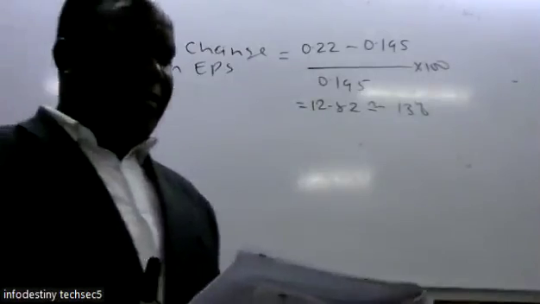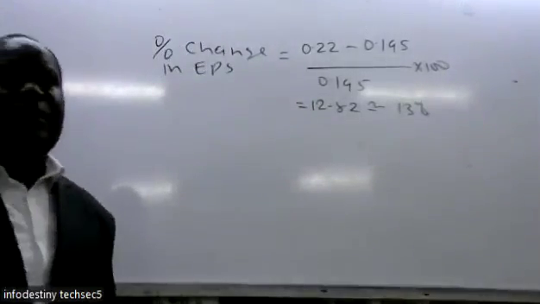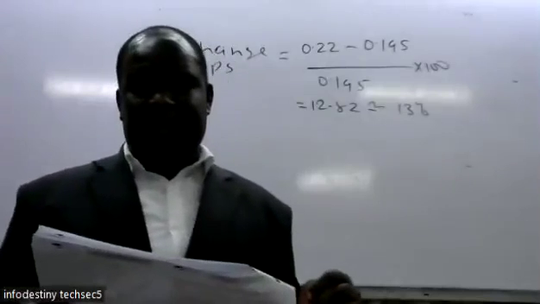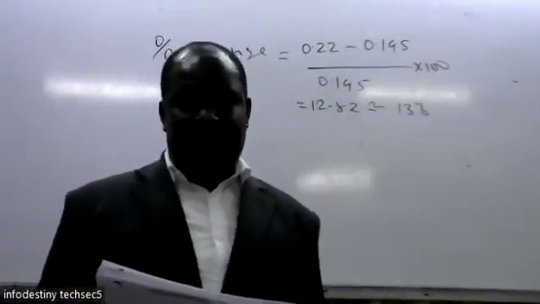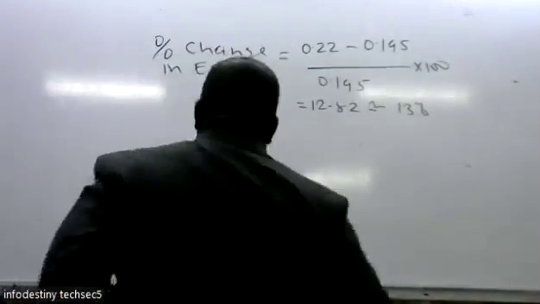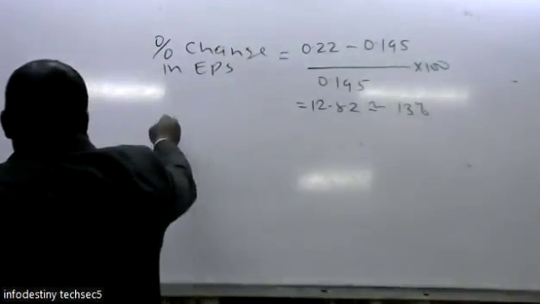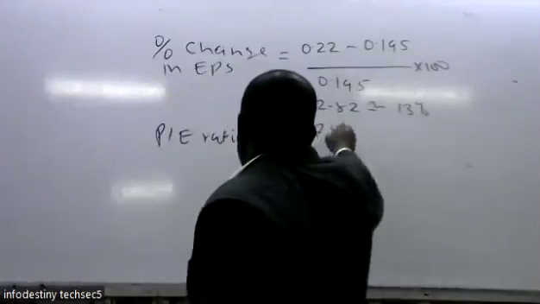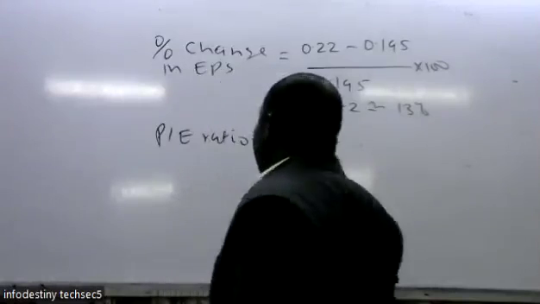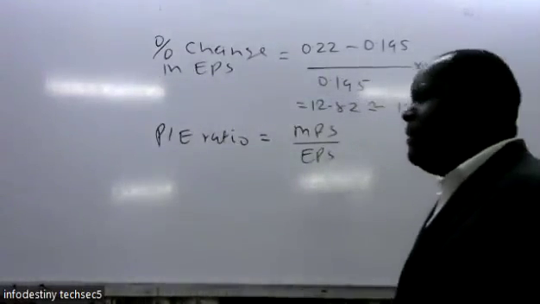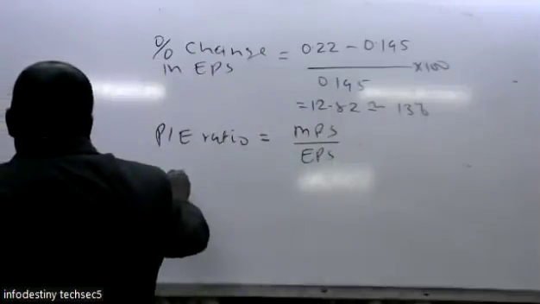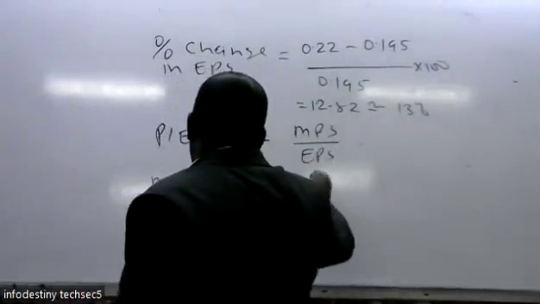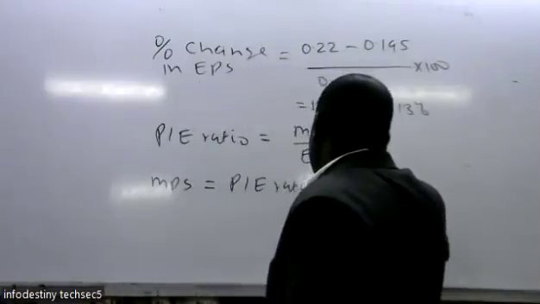So finally, Roman letter 4. Roman letter 4 is simply the post-acquisition price of share of Water Limited, assuming the bid is accepted. The concept is still the price earning ratio. You remember it was market price per share divided by earning per share. So when you make market price per share the subject, it will be the price earning ratio multiplied by earning per share.